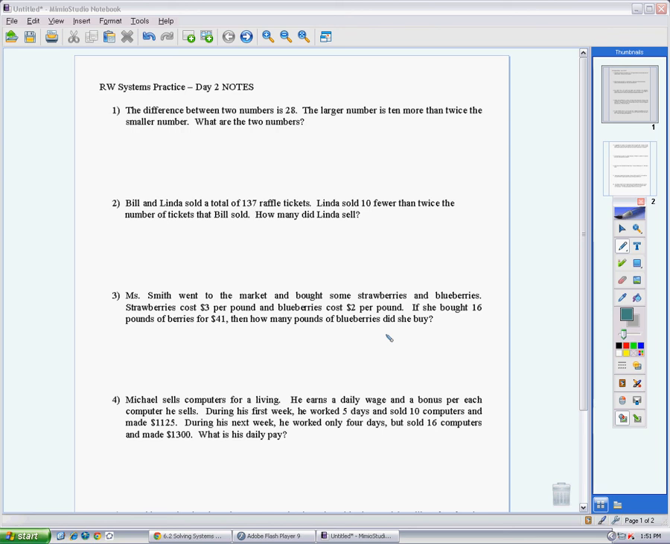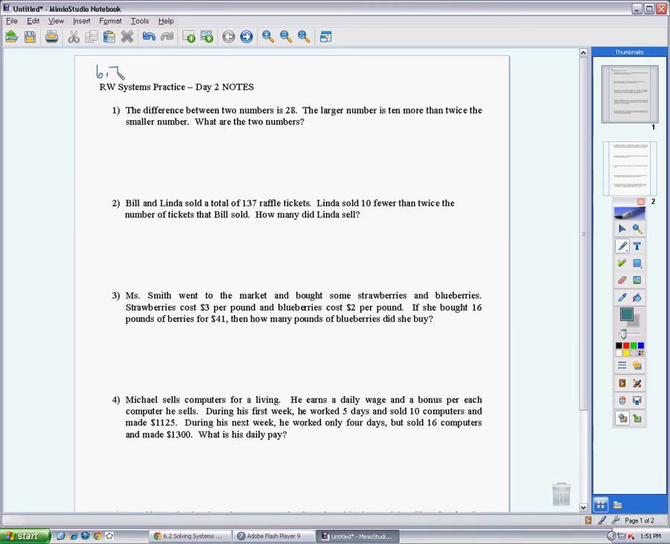Okay, this is section 6.7. This is going to be the second day of our application problems with our systems of equations.